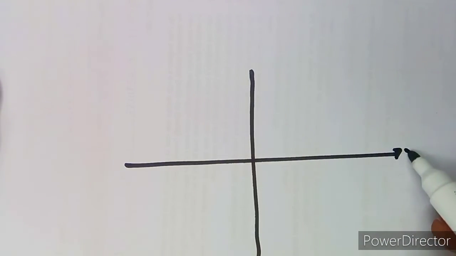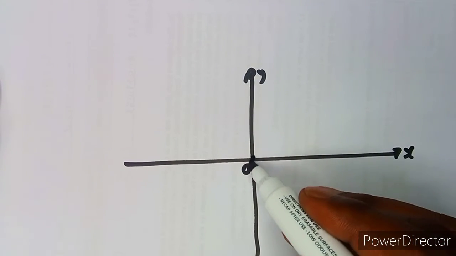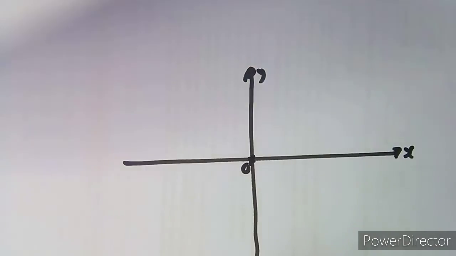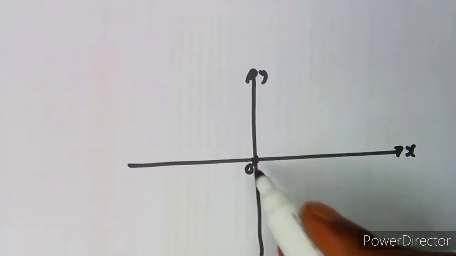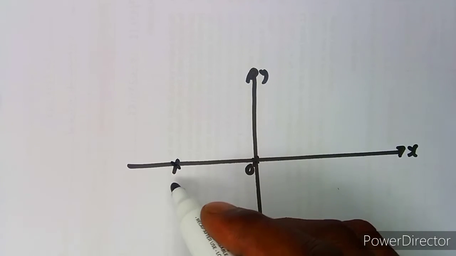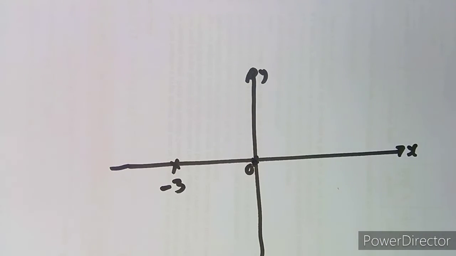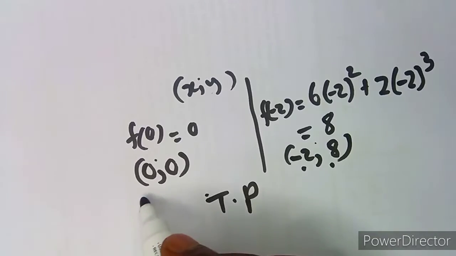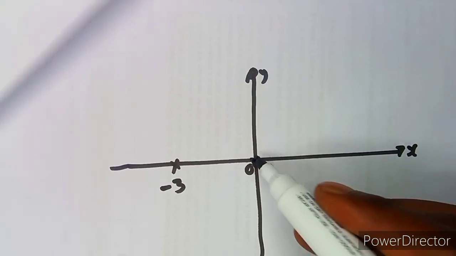Okay, then we have to sketch the graph now. So in order for you to sketch the graph, first let's see what we have. We have the solutions, the ones that we obtained. x is 0 and x is minus 3. So when x is 0, we have another x here, which is minus 3. But take note, this 0 is also a turning point, because we are given the turning points in this case. 0, 0 is a turning point, so this point is also a turning point. It's a solution and also a turning point.